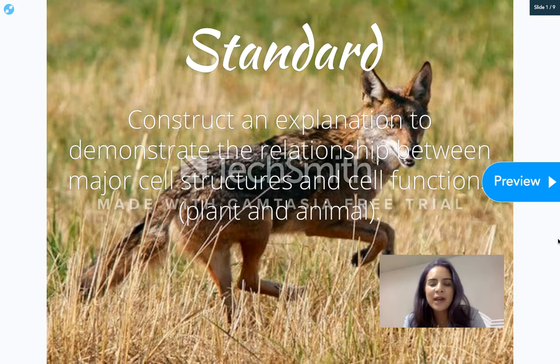So this is what I made. The standard that I decided to work with was construct an explanation to demonstrate the relationship between major cell structures and cell function. Those cells would be plant and animal. I decided to make a very condensed, not at all in-depth presentation, just so that I can look through the things that are available with NearPod.